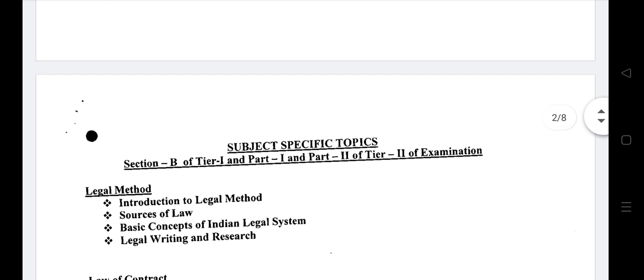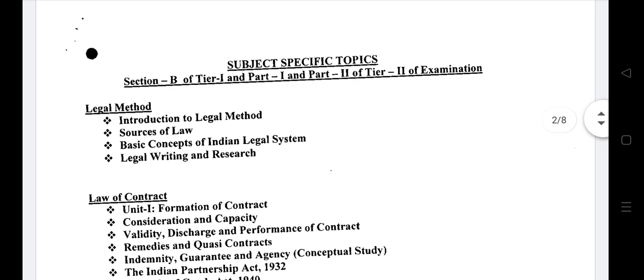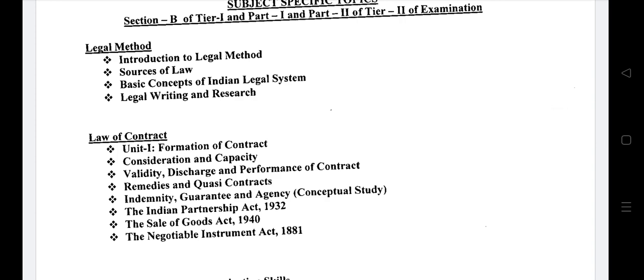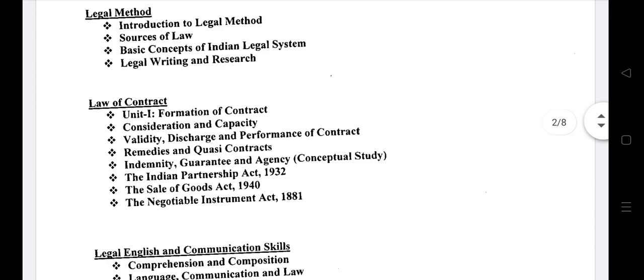Now coming to section B for both Tier 1 and Tier 2 examination. So part 2 will be of your law, and in law you have to study legal methods, that is introduction to legal methods, source of law, basic concept of Indian legal system and legal writing and research.